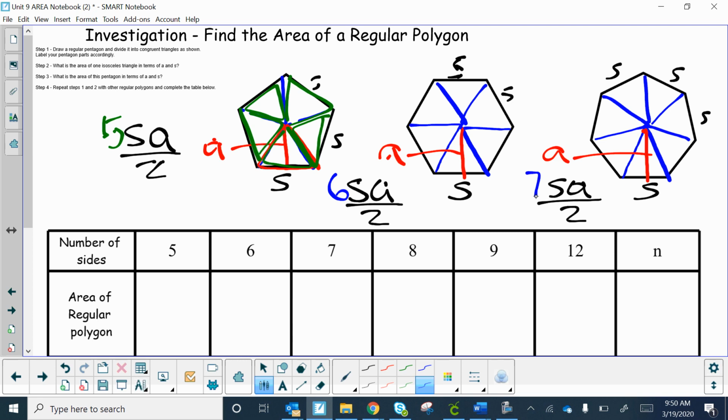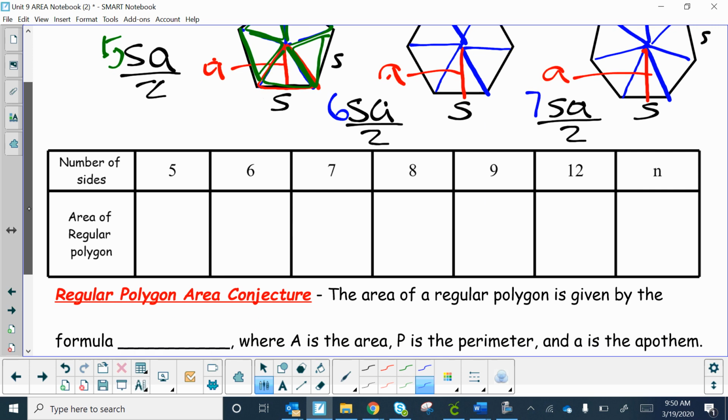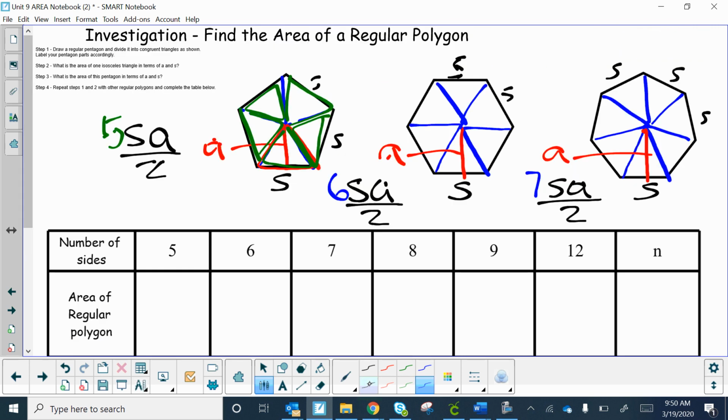So the area of any regular pentagon is 5 times S times A divided by 2. For any hexagon, it's 6 times S times A divided by 2.